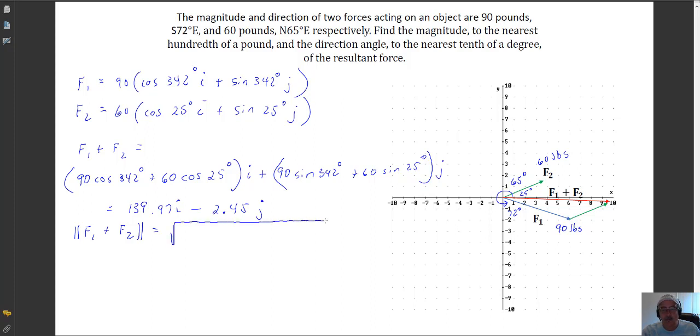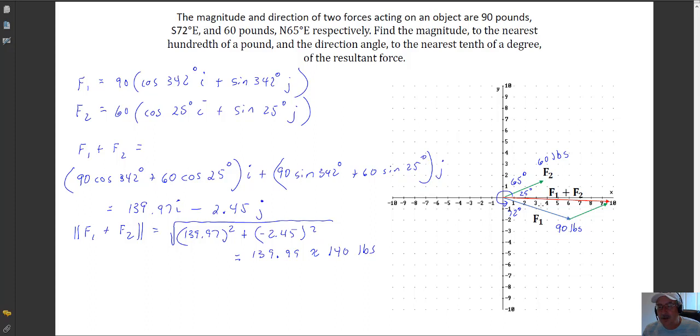It is the square root, make a giant square root here, of 139.97 squared plus negative 2.45 squared. And I came out with that answer is equal to 139.99 pounds. I'll just round that. I know it says up there what to round it to, but I'm going to just call it 140 pounds.